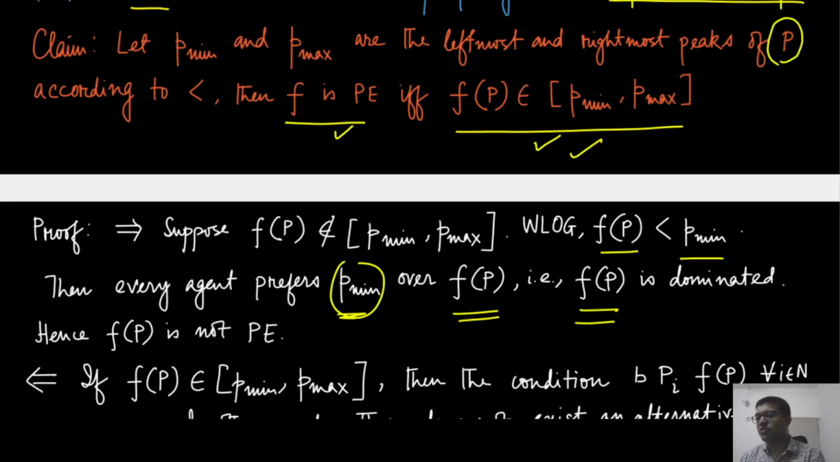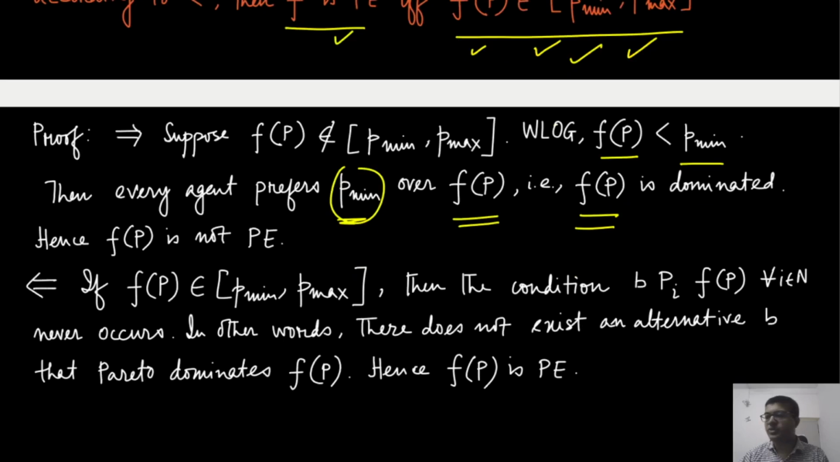And you can argue in a very similar way that if F(P) is greater than P max, then a very similar thing happens. Now let us look at the other direction: if we are given that the outcome is within this interval, it should be a Pareto efficient outcome. Because it is within P min and P max, it can never happen that there exists a single alternative, let's say an alternative B, which is strictly preferred to that outcome.